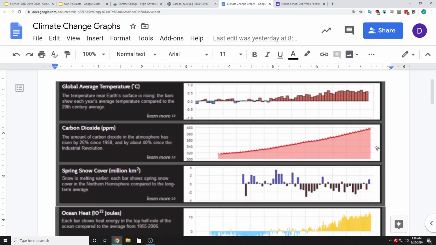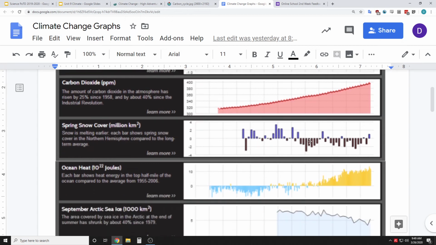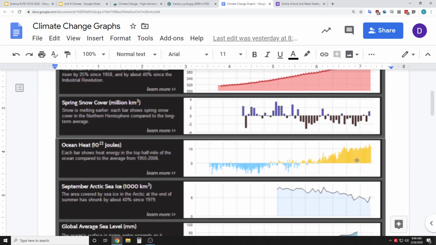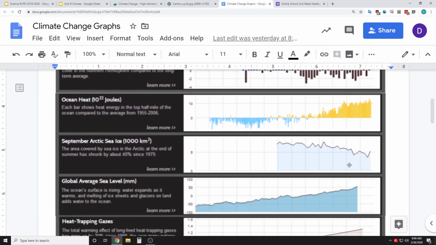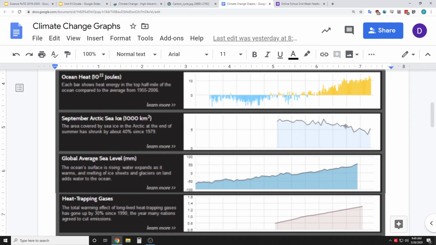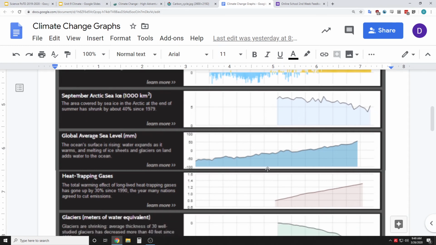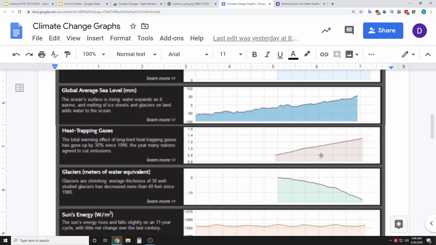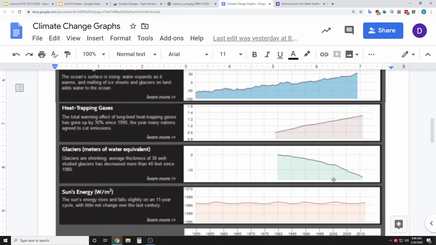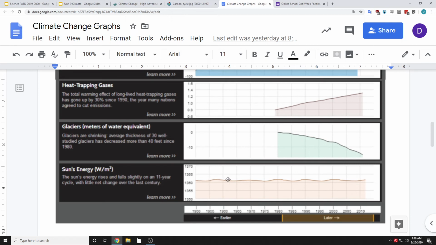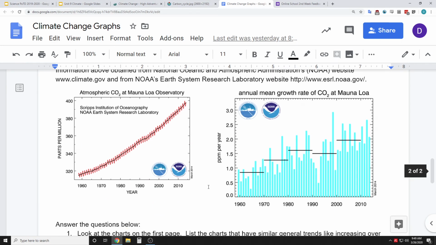Carbon dioxide continuously goes up. Spring snow cover, so we're getting less and less snow cover during the spring. Overall, the general trend is going down. Ocean heat is going up. September Arctic sea ice is going down in general. Global average sea level is going up. Heat trapping gases are going up. Glaciers are going down. The sun's energy is in there, and as you might notice, it does fluctuate, but very, very little, and is continuing. So generally pretty steady. So here are the questions.